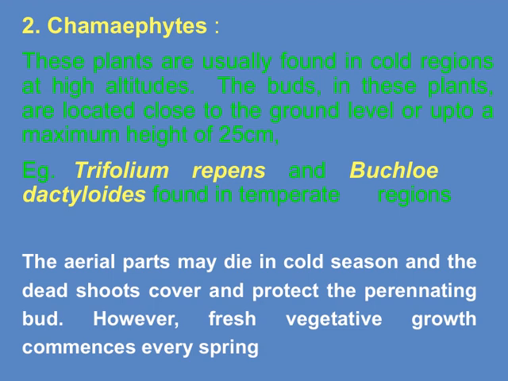An interesting aspect of chamaephytes is how they handle cold seasons. Often, the aerial parts of these plants die back during winter, and the dead shoots actually serve as a cover and protection for the perennating buds underneath. Then, come spring, these plants start their new growth cycle, producing fresh vegetative shoots. This adaptation is quite remarkable because it allows them to survive extreme conditions and resume growth annually. Connecting this to the broader theme of plant adaptations, chamaephytes exemplify how plants modify their structure and growth habits to thrive in challenging environments.